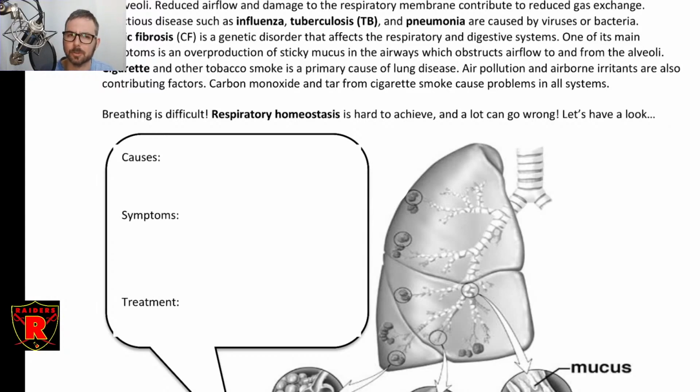Some of the slides are specifically organized into cause, symptom, and treatment, and some of them are just more general information, and you pick out the cause, symptom, and treatment. Okay, so just as a heads up.